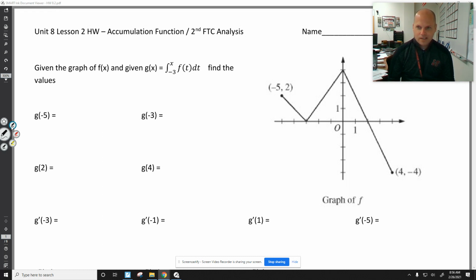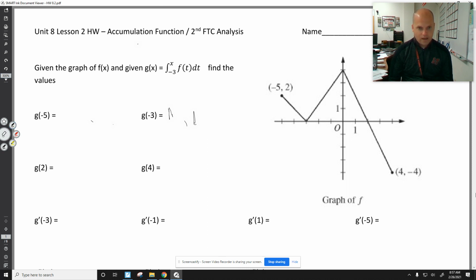New technology. So we are going to do what is created as a new lesson 2 homework, this accumulation function homework, second fundamental theorem of calculus homework. I'm hoping my cursor comes back on, and then we'll get started.